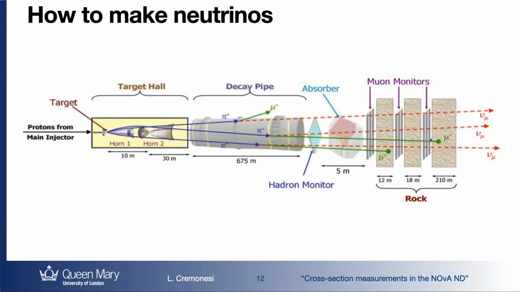And then all of the stuff that is afterwards, after the decay pipe, that's mainly concrete to absorb the muons and absorb the hadrons that are produced. And of course, we have muon monitors and hadron monitors to actually monitor these particles. But in this way, the mu neutrinos are produced, and they travel then from Fermilab onwards.